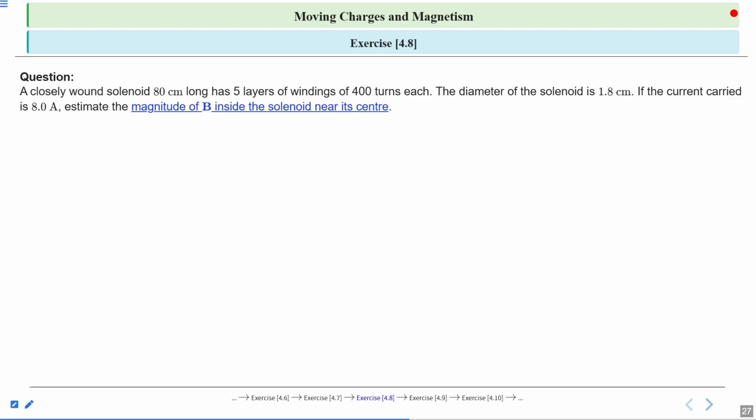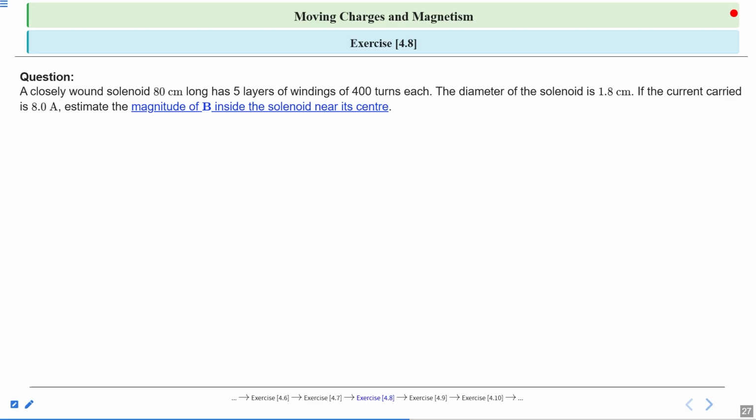Okay, so we have to find it near the center, because at the ends the magnetic field is not uniform. So we are going to find the magnitude of magnetic field inside the solenoid near its center. The formula B equal to mu naught small n I, that formula we have derived for a long solenoid, for which diameter is much less than the length of the solenoid. So this is applicable only for long solenoids, for which length is very large as compared to diameter or radius.